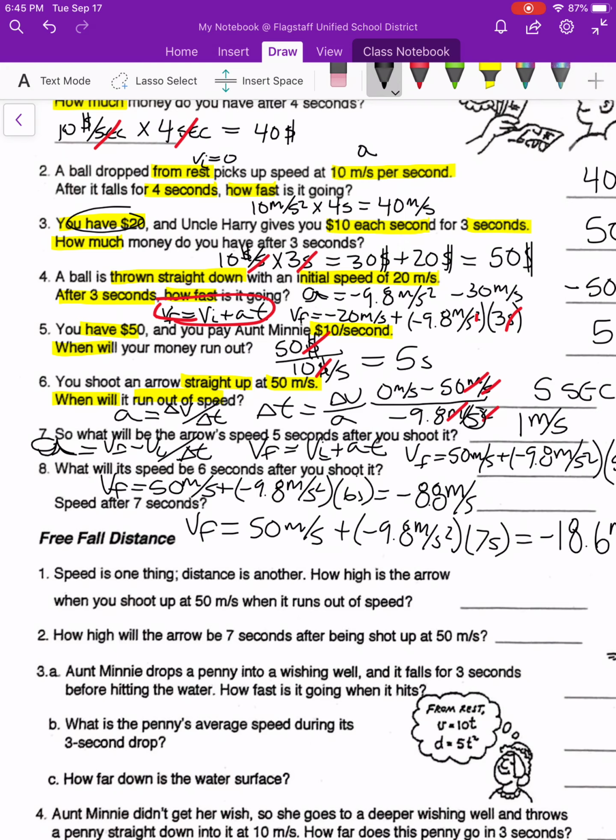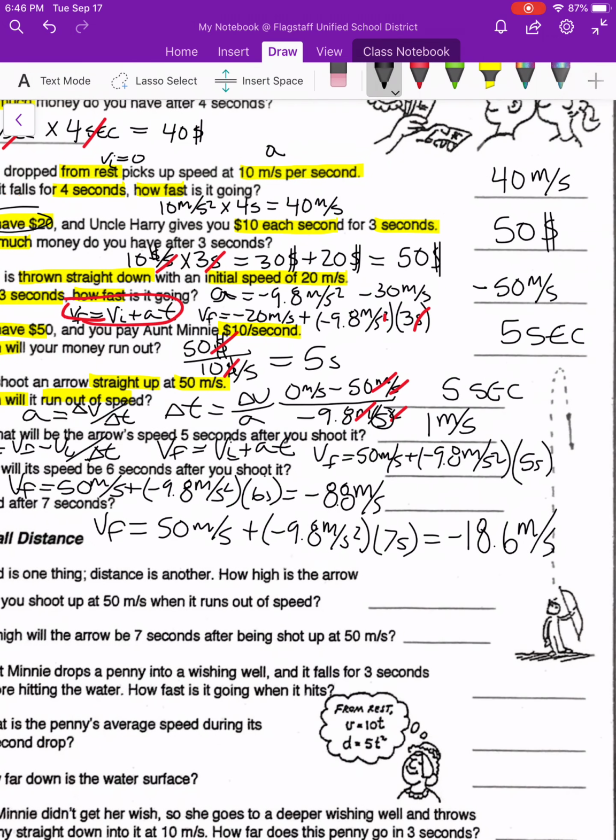So why are these negative? Let's talk about that real quick. Hopefully you were in class and we talked about this in class. Negative signs, remember, signs on our values indicate direction. So these tell me that at 5 seconds, this arrow reached its peak, right? It slowed down to almost 1 meter per second, and we know exactly at 5 seconds that the arrow slowed down to 0. It ran out of speed, right? That's what it was asking us.